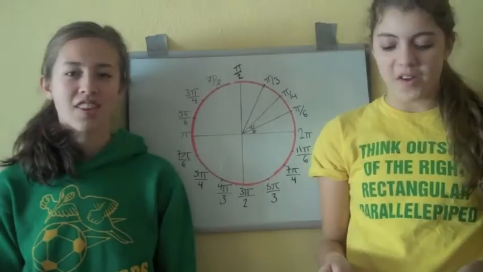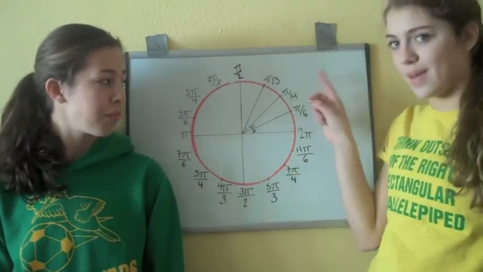Unit circle? I sure do. Let's do it. The unit circle is split into radian measures of pi over 6 and pi over 4.